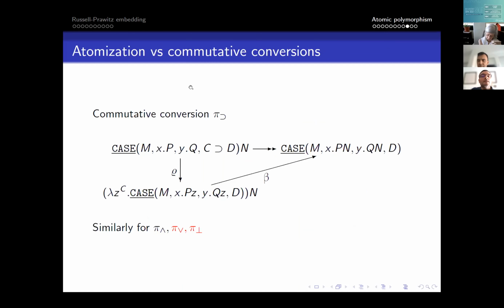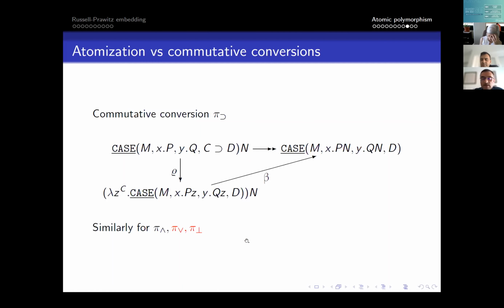So for instance, there is a slide here talking about the relation between atomization and commutative conversion. Before, we didn't know how to connect these two proofs in system F. But now, since we have this atomization conversion, they can be bridged in this very simple way. First we do the atomization of this big case, and then just with a beta step, we get the other term. And this works for all the other commutative conversions, in particular for the ones here in red, okay?